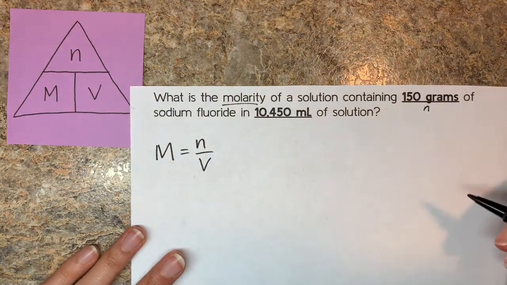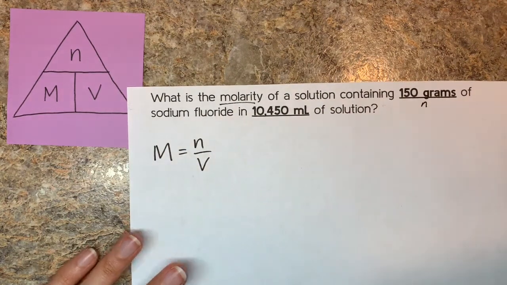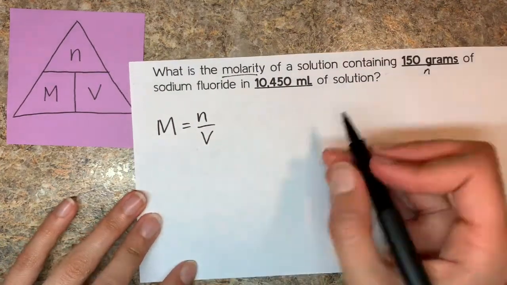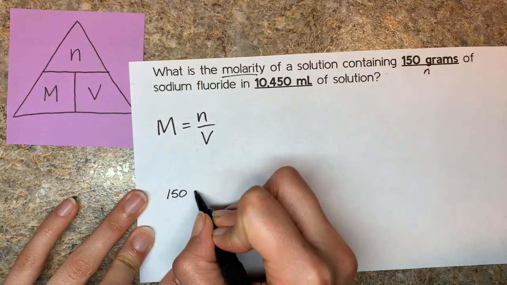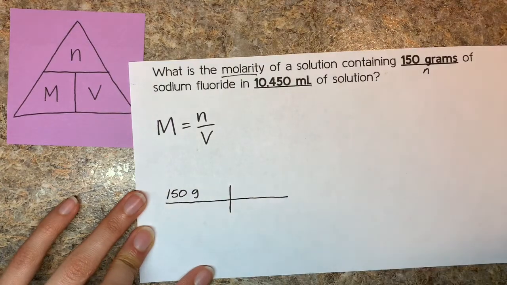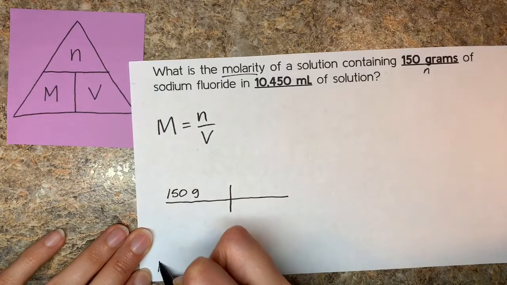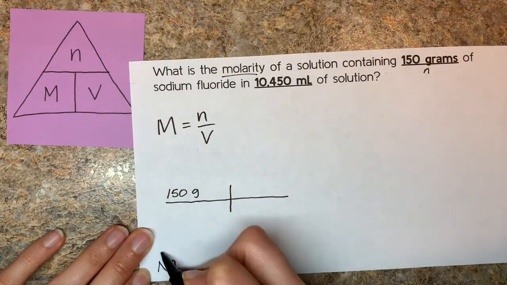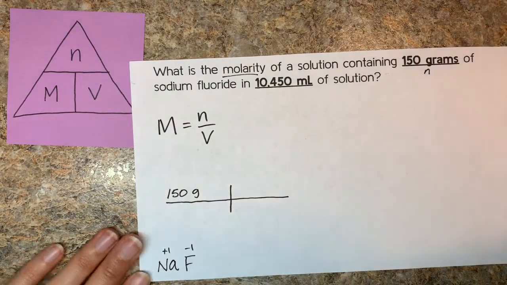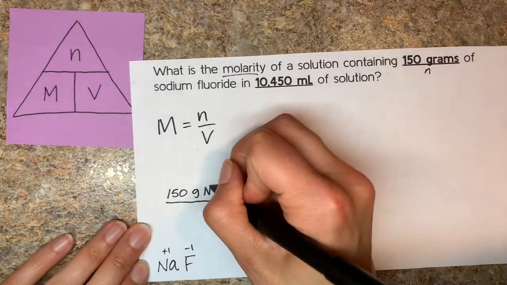This is my N value, 150 grams of sodium fluoride. We need to convert that into moles. So I'm going to do that down here. I'm going to start with that in the upper left-hand box of my dimensional analysis. But before we get into the dimensional analysis, we need to convert this name into a formula. Sodium, we know, is Na, has a +1 charge, and fluoride is F with a -1. These are equal and opposite, they cancel out, and we are left with just NaF.